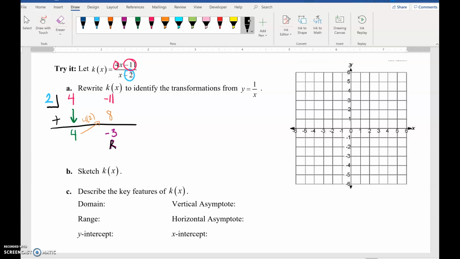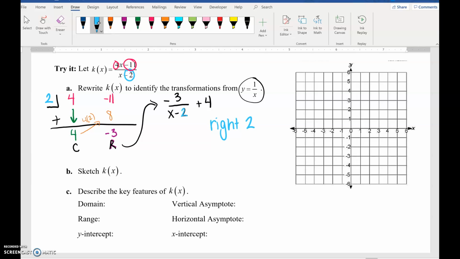And now I have it so that I can rewrite it. Again, I have a remainder of -3 over what I divided by, which was x minus 2, and then plus my constant. This time I rewrote it so that my fraction was first. I wrote it right to left because I remembered that I want it in this format, and the fraction is first in this format. So now my h value is 2, so I'm moving the function right 2.